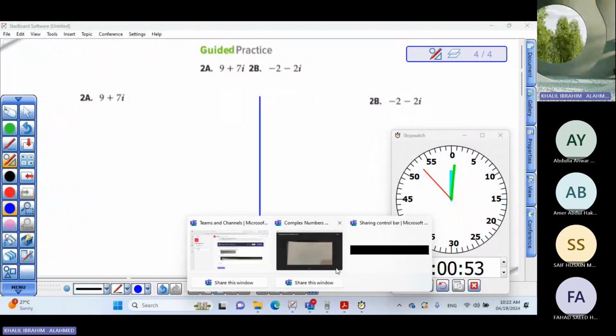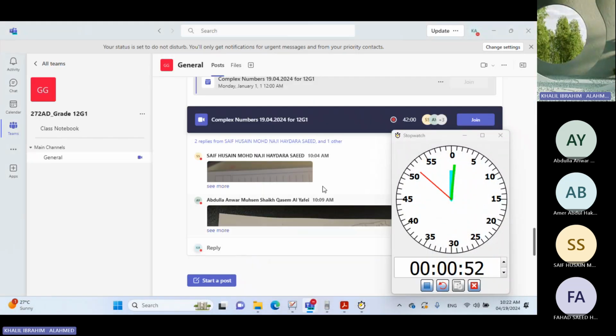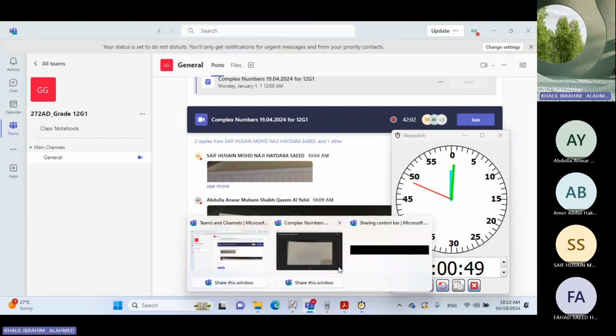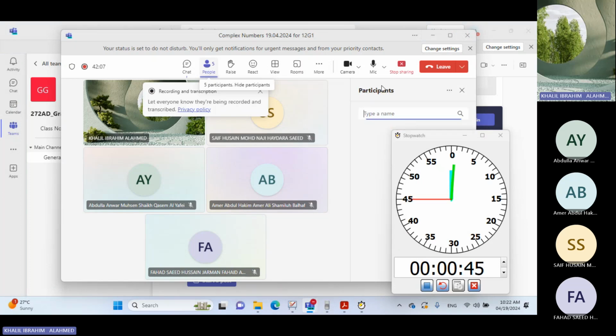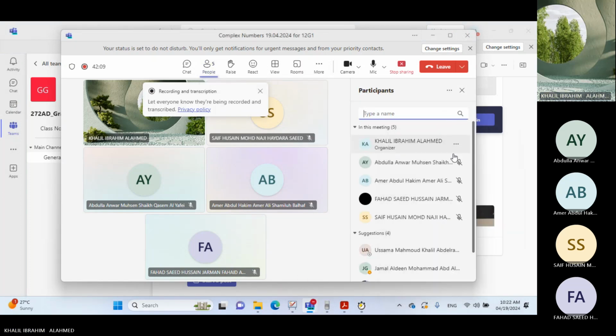Some students need to join the class. I think there are maybe 5 people here. Abdullah Anwar and Amr Abdul Hakim and Fahad Saeed.